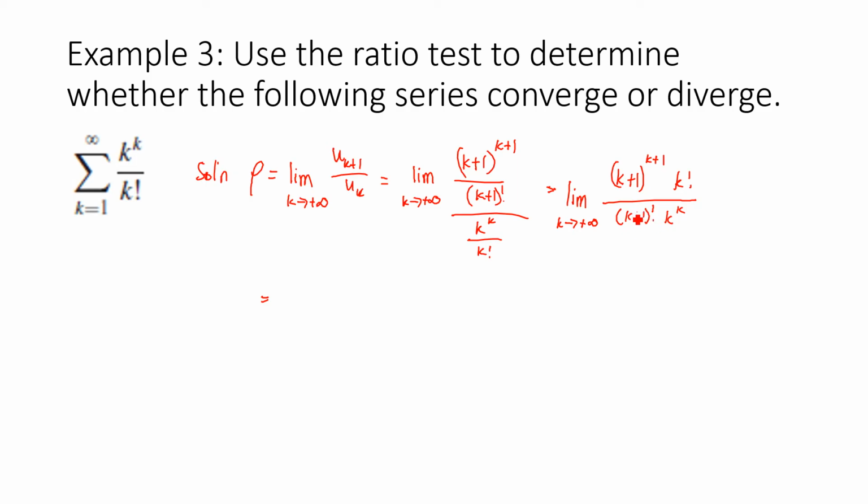So what remains here is you have k plus 1, and here you have k plus 1 raised to k plus 1, which can be expressed as k plus 1 raised to k times k plus 1. So k plus 1 and the denominator is another k plus 1, then it can be divided out. So what remains is you have the limit of k plus 1 raised to k over k raised to k as k approaches positive infinity.